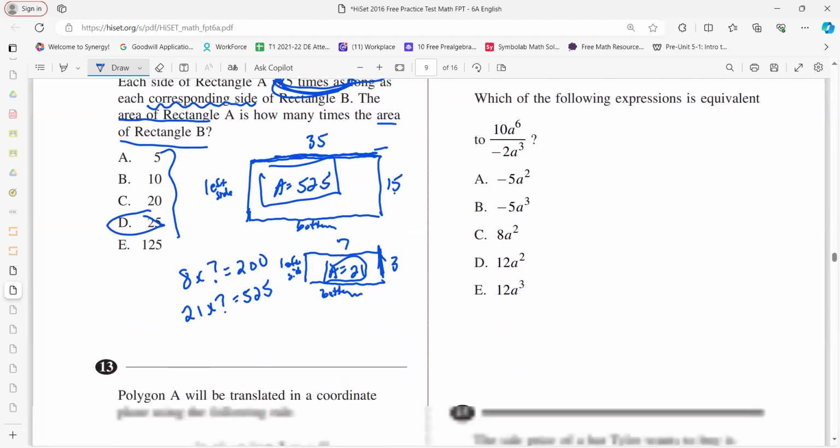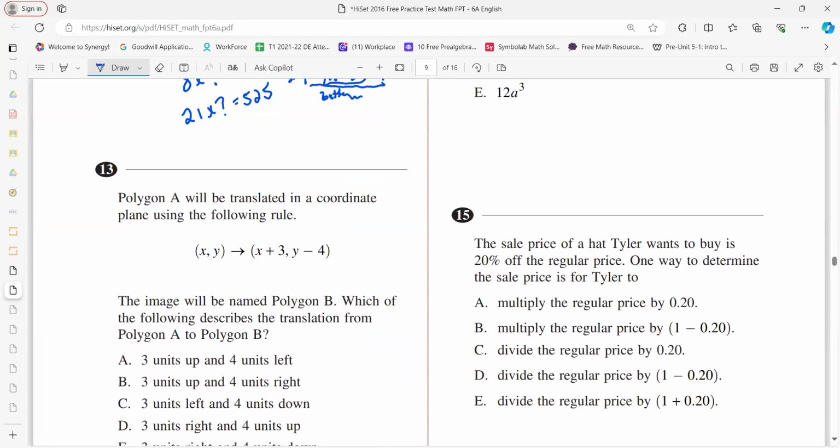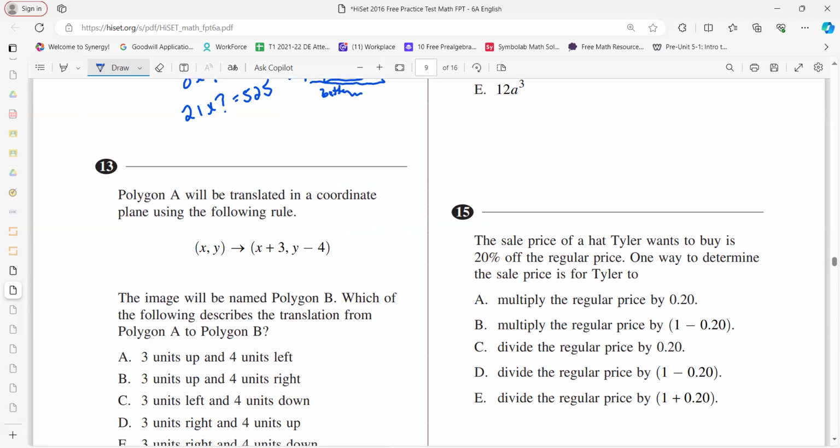Okay, go on to 13. Give me a second. I had a text message come through and wanted to make sure it wasn't something for this class. Okay. All right, let's look at 13.